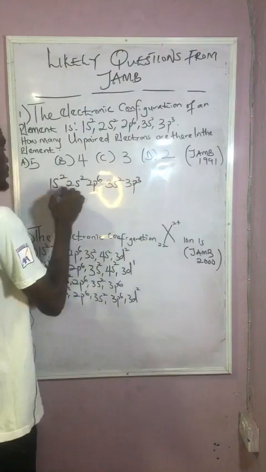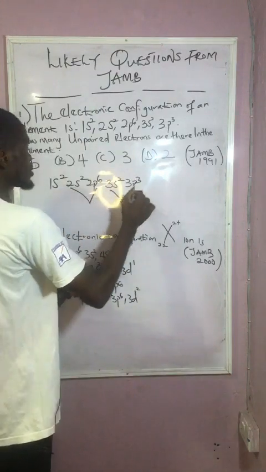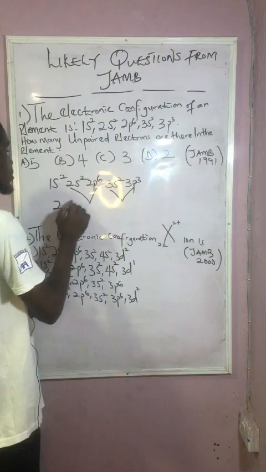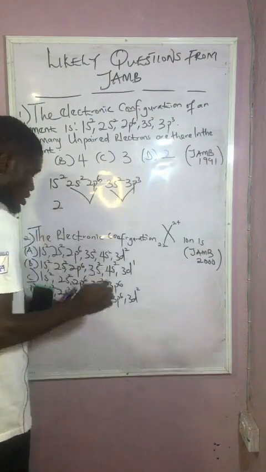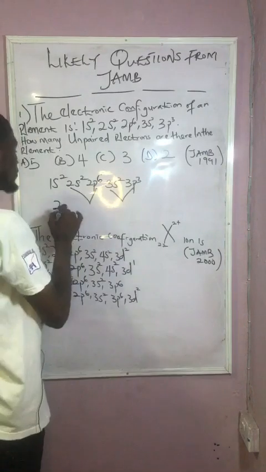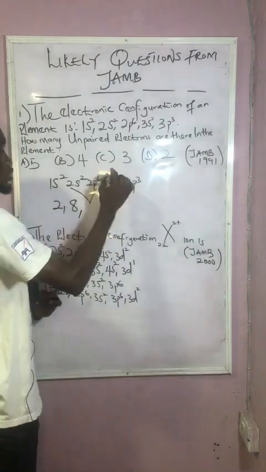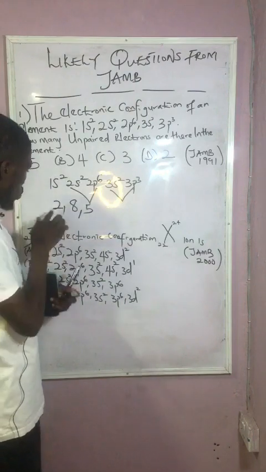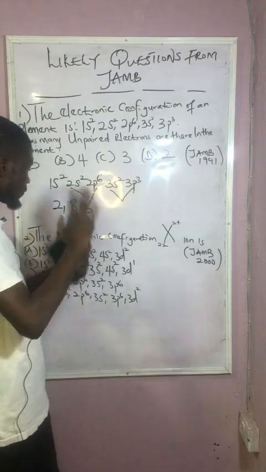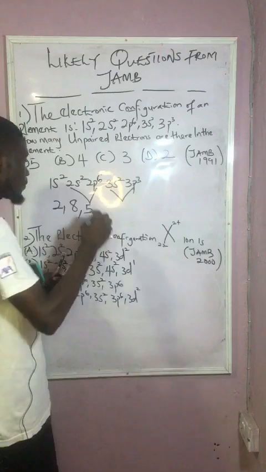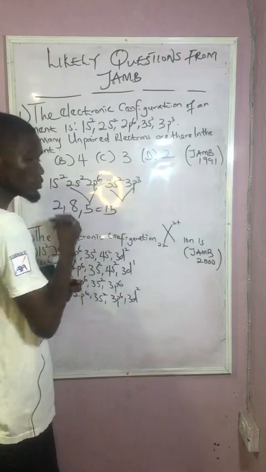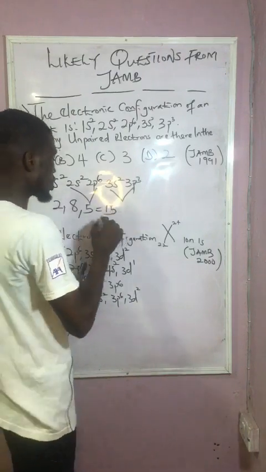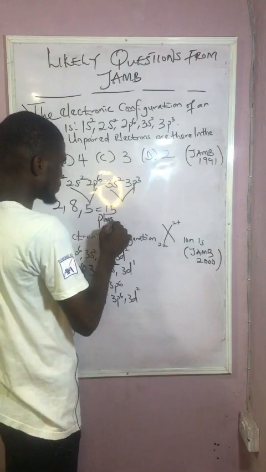this. Now we can say we have this, and 2 plus 6, we have 8, 2 plus 3 we have 5. So when we count now, let's go. 2 plus 8 we have 10, plus 5 we have 15. So the element with this is what class? Phosphorus.